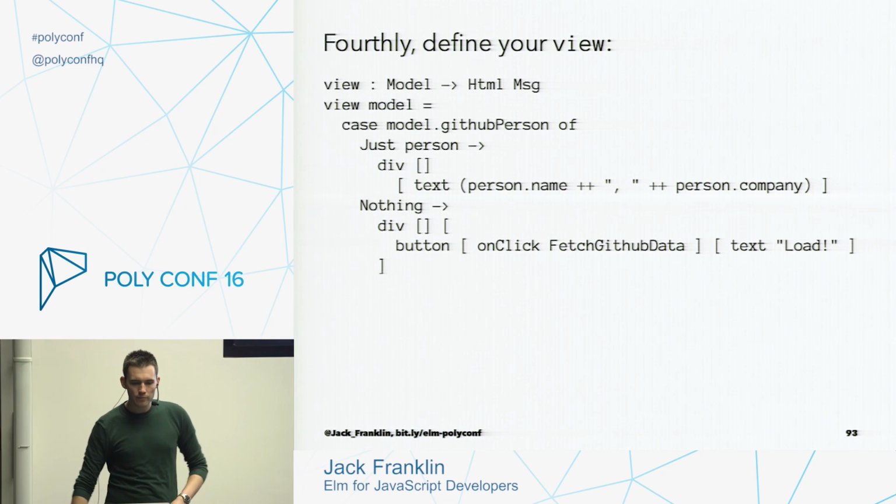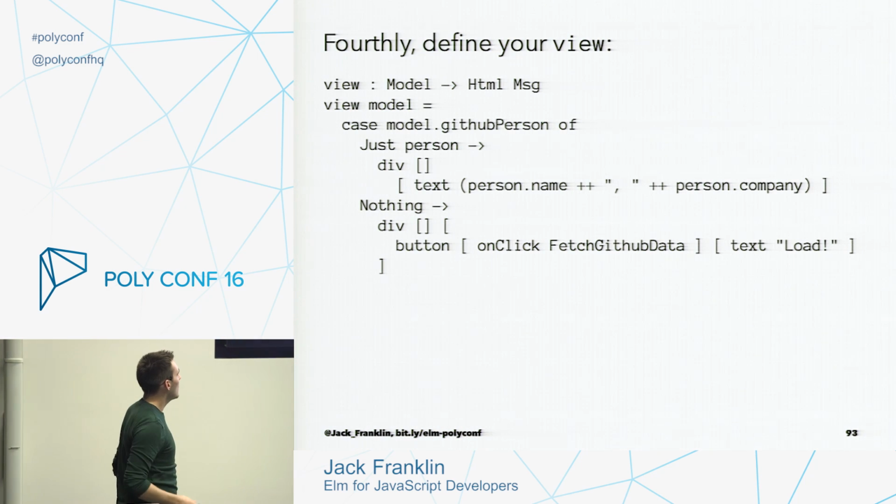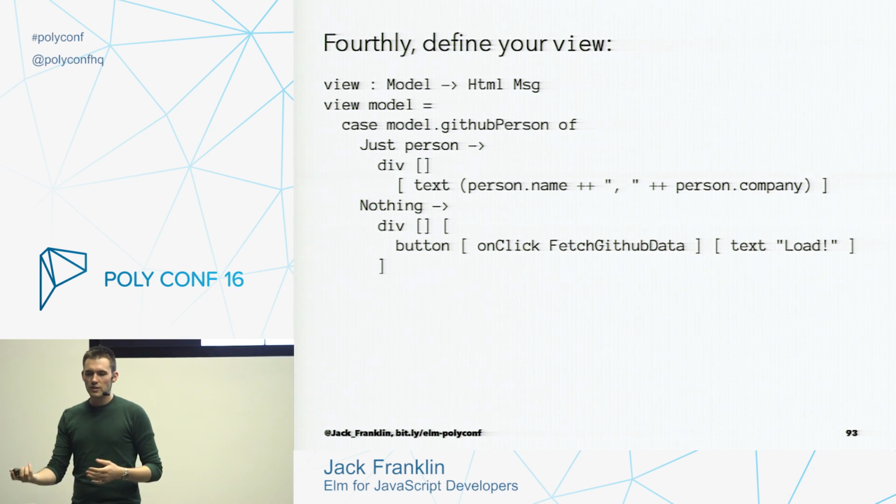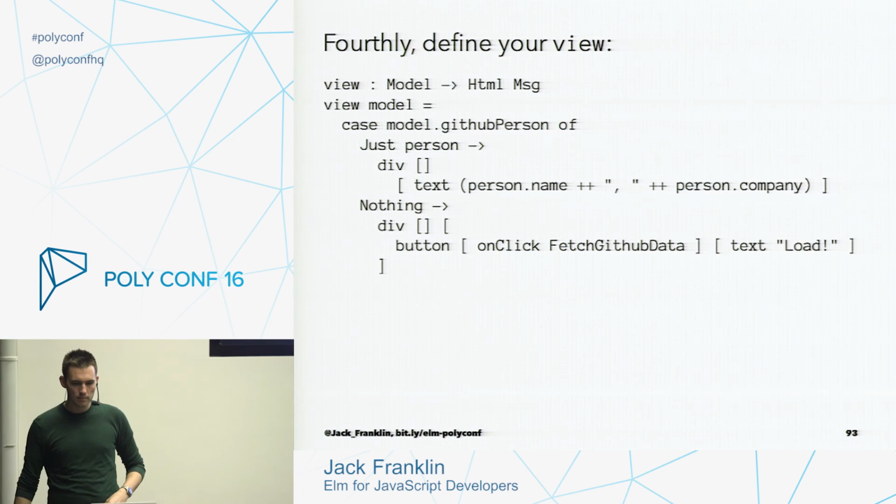Finally, we define the view. So again, I'll match on the case of GitHub person. If it's a just, I'll return some text about that person. And if it's nothing, I'll just return the button, which you can click.